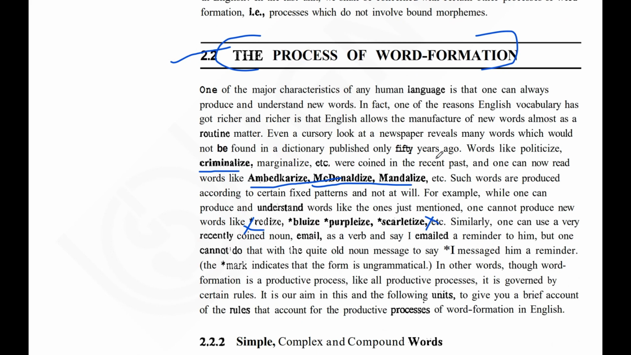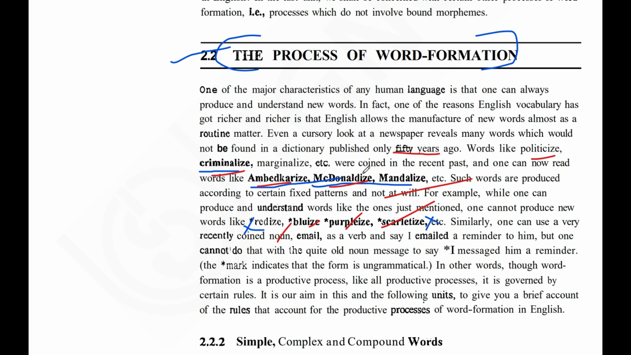Then let's understand the process of word formation. Now they have given the example of words like politicize, criminalize, Ambedkarize, McDonaldize, vandalize. These words did not exist in the dictionary maybe 50 years ago, but now they are. But this doesn't mean that you can just randomly create words like red eyes, blue eyes, purple eyes, scarlet eyes. You cannot just create whatever you like.